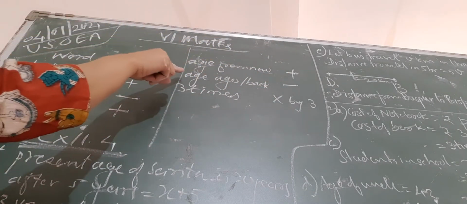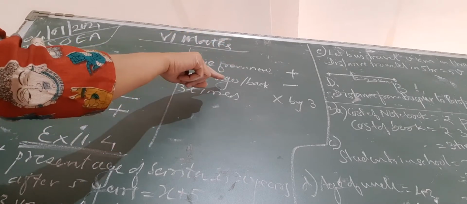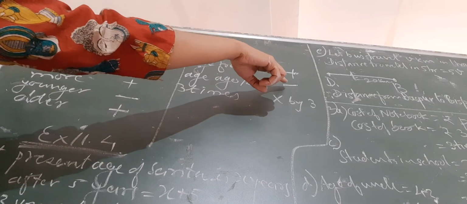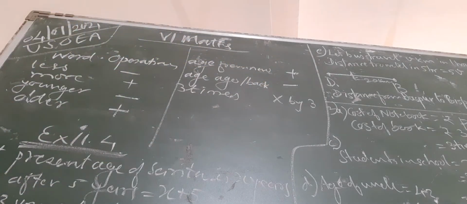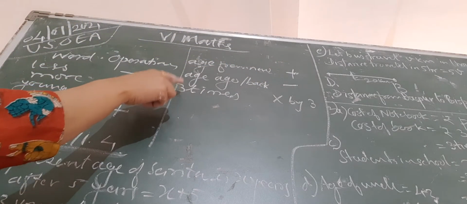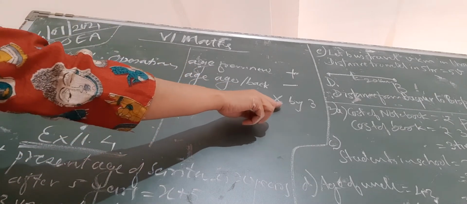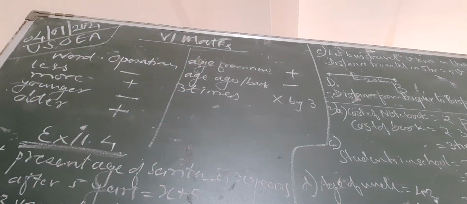If it is asked what the age was ago or back, these many years ago or these many years back, then in that case you can use subtraction. If it is asked 2 times, 4 times, 5 times, times means you have to multiply by that number. Now we are going to see the problems from exercise 11.4.